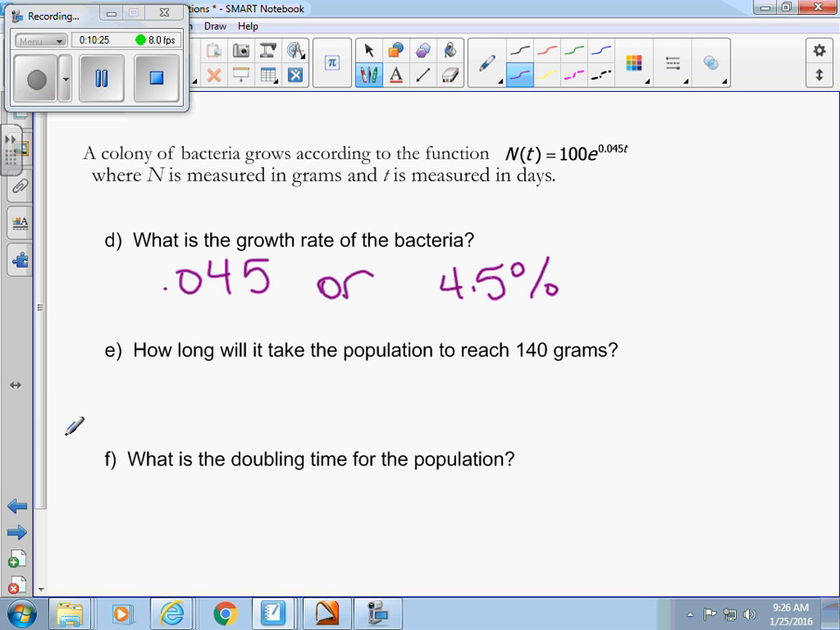How long will it take the population to reach 140 grams? How could I find that? What am I trying to solve? 140 is the final population, right? So 140 equals 100 e to the 0.045 t. So I'm solving for t. Because how long? So I want to know the time it takes to reach 140. Do I have options on how to solve this? Yes. Sure.